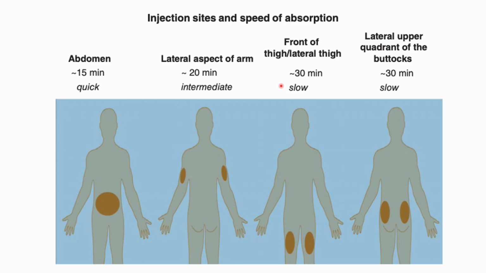And so I will tell patients, if you're going to do your thighs or your buttocks, maybe use your long-acting insulin, because we don't care about fast absorption there. That way they can save their abdomen and their posterior arms for the faster acting insulins for their mealtime dosing so that they can get it on board more quickly.